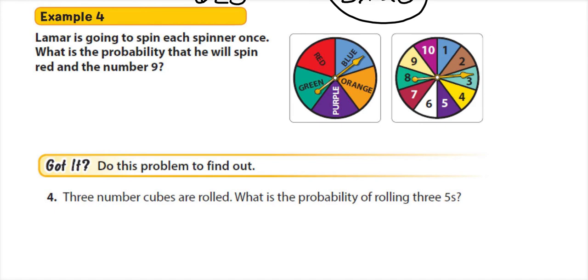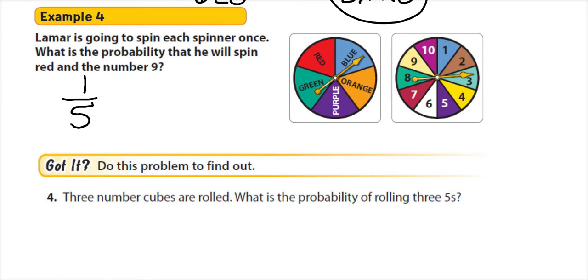It says Lamar is going to spin each spinner once. What is the probability that he will spin red and the number 9? Okay, so let's take a look. So again, we're looking for probability. So he first has to spin red. So how many ways can he spin red on the first spinner? Well, there's only one segment, so that's what we have. So it's going to be 1 out of. And then how many segments do we have? 1, 2, 3, 4, 5. So he has a 1 in 5 chance the first time.